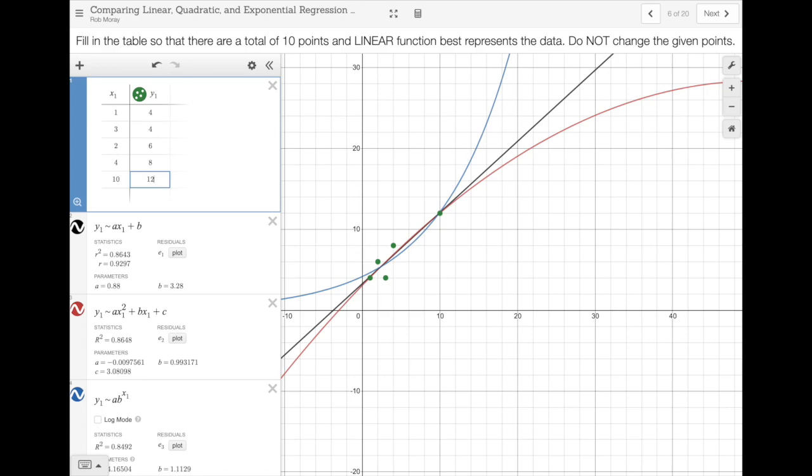Okay, you can immediately see that now the linear is improving, with an r squared of 0.86. And that's just about the same as the quadratic. So then you can imagine, add just a few more points, and now the linear will be best. Again, you need a total of 10 points.